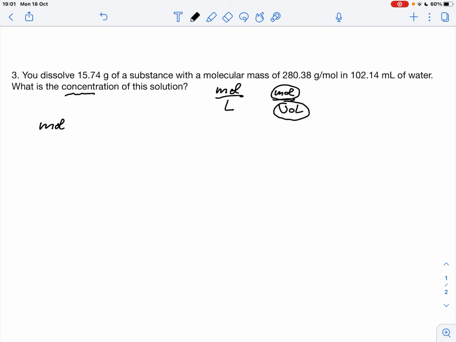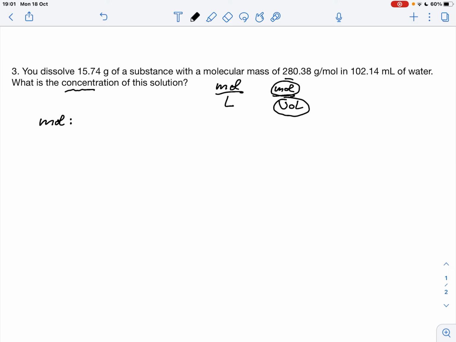So we've got the moles. Let's calculate that. Do we have moles anywhere? Yes, we've got moles here in our molecular mass. So we can write this as mole over 280.38 grams. So 1 mole is the equivalent of 280.38 grams. Now the moles are in the right position.